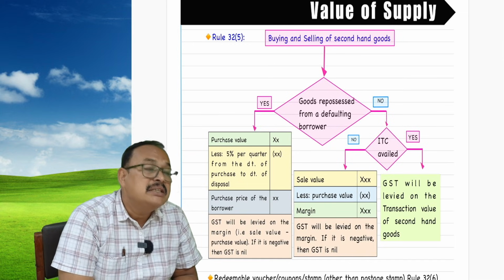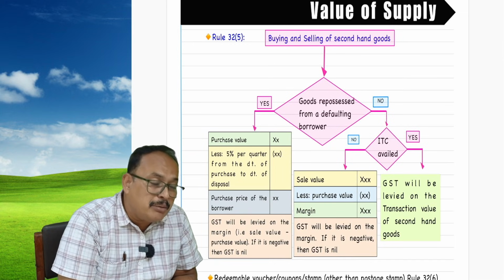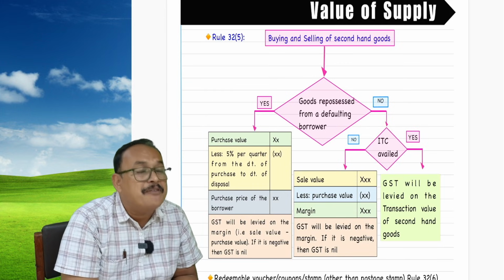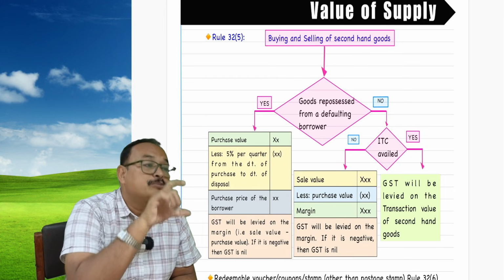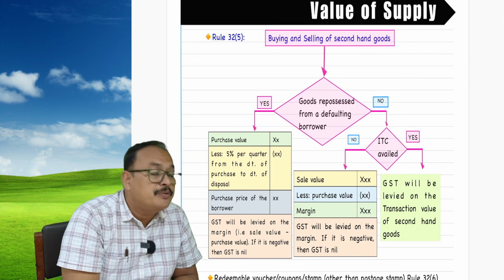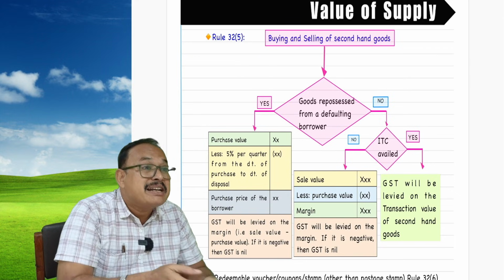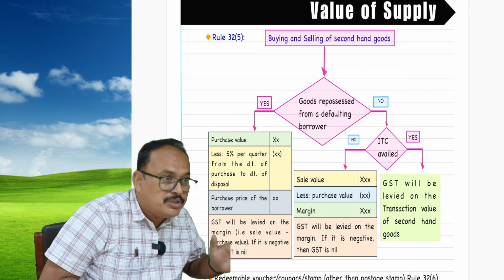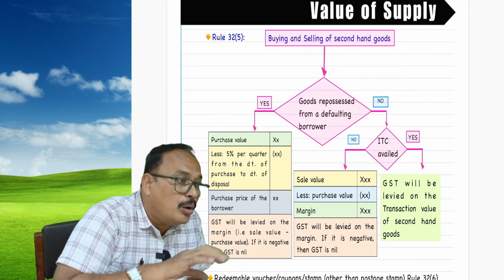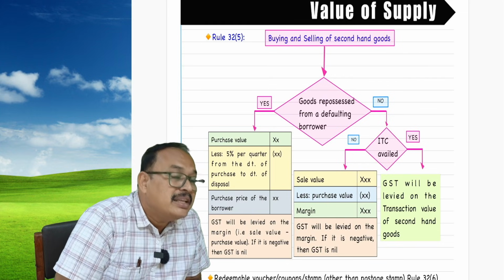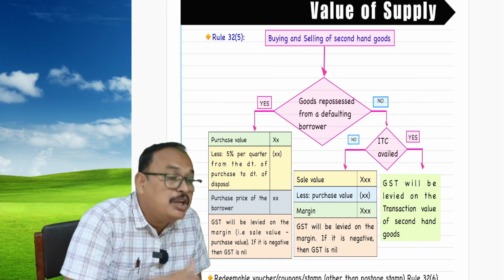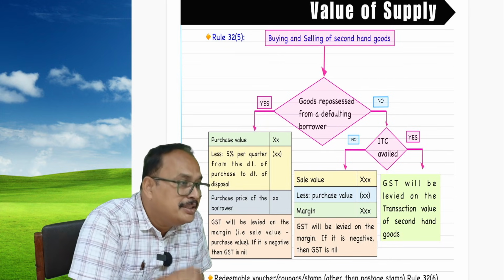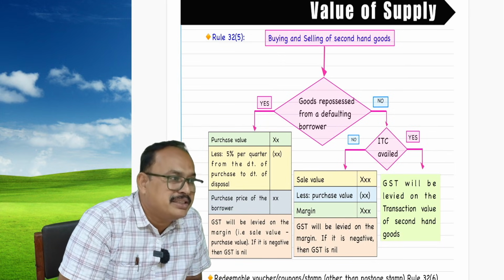In that case, the cost price to the borrower is the cost price for the banker after reducing 5% per quarter, part of a quarter counted as a full quarter, from the date of repossession of that particular asset till the date of disposal. The balance amount is the cost of purchases. That you compare with the sale value. If the sale is more than the purchase, there is a margin. On the margin, pay the GST.